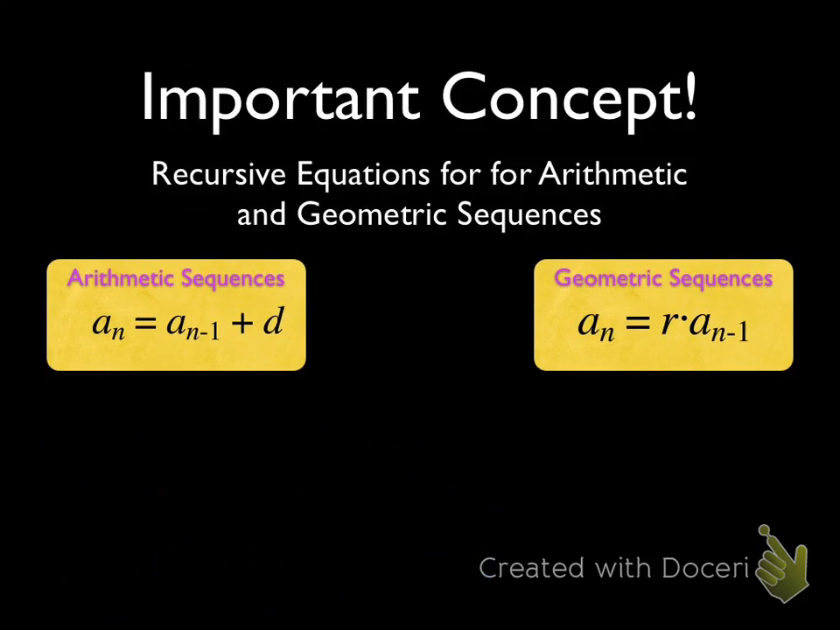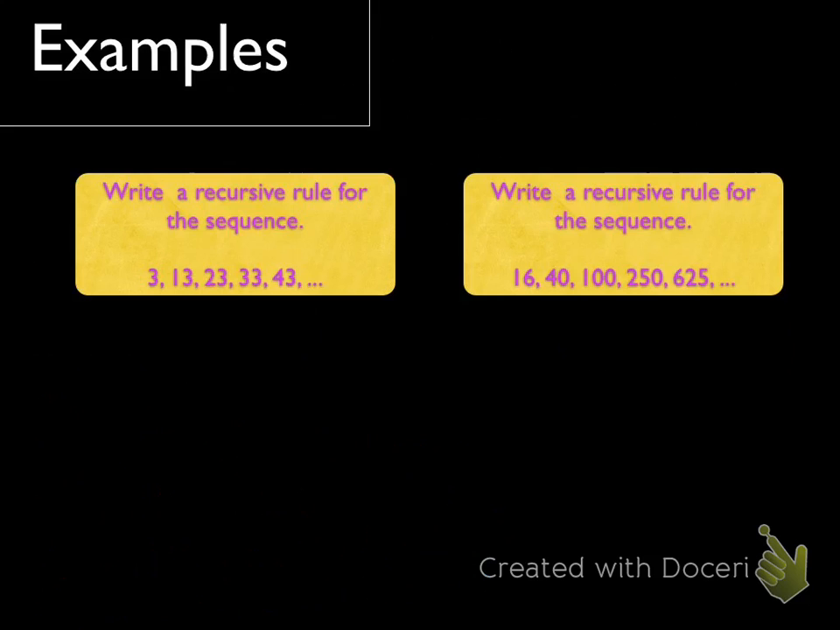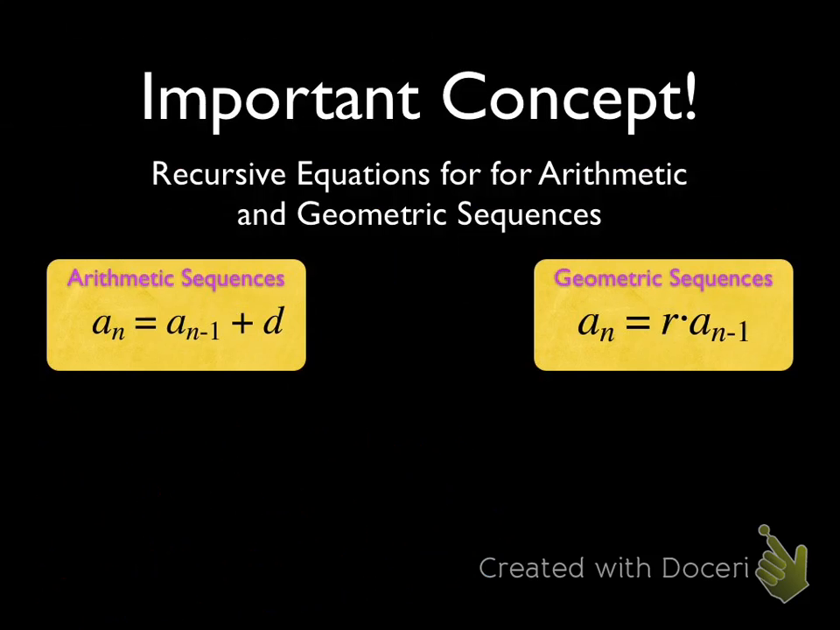All right, very quickly here. A sub n equals a sub n minus 1 plus d. If you're looking at a sequence and you're analyzing it and you see that there's a common difference, this is how we would write an arithmetic sequence recursively. Oh no, sorry, this d is the common difference. Okay, and over here for the geometric sequence, this r is my common ratio.